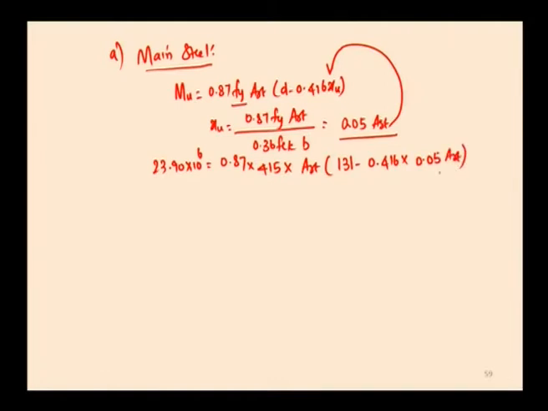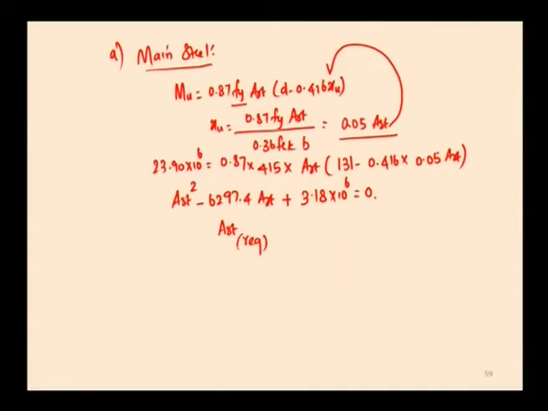From this, I am going to form a quadratic equation: AST square minus 6297.4 AST plus 3.18 into 10 to the power 6 equal to 0. By solving this quadratic equation, we can get two roots. Since it is an under reinforced or singly reinforced section, we need to select the minimum root, that is AST required for our slab is 553.59 millimeter square. This is the AST required.